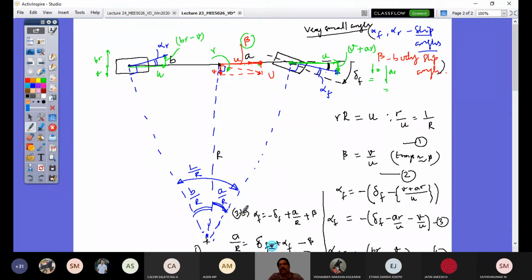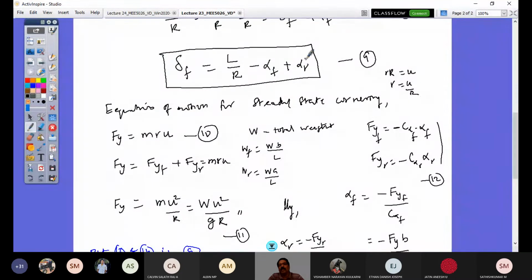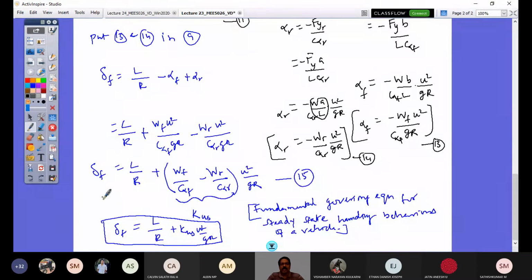So we were making an attempt to get this expression, and finally we are able to deduce the fundamental governing equation from equation 9. So this is a kinematic equation we were able to derive, as we know these expressions, right? So once again, let us draw. Here equation 15 is the final equation that we derived, where KUS is defined as the difference in tire compliance in the front axle and the rear axle, right? So WF by C alpha F is called compliance, and WR by C alpha R is called compliance at the rear axle wheels.